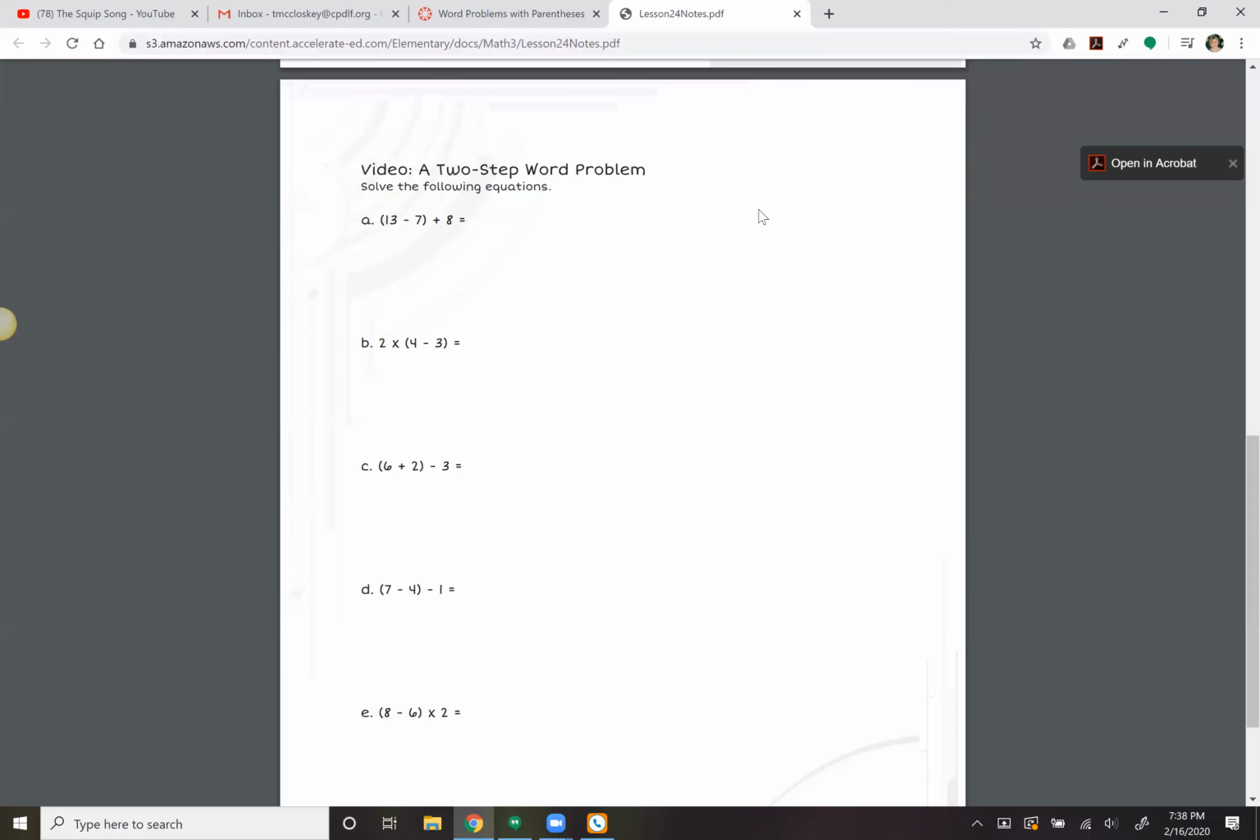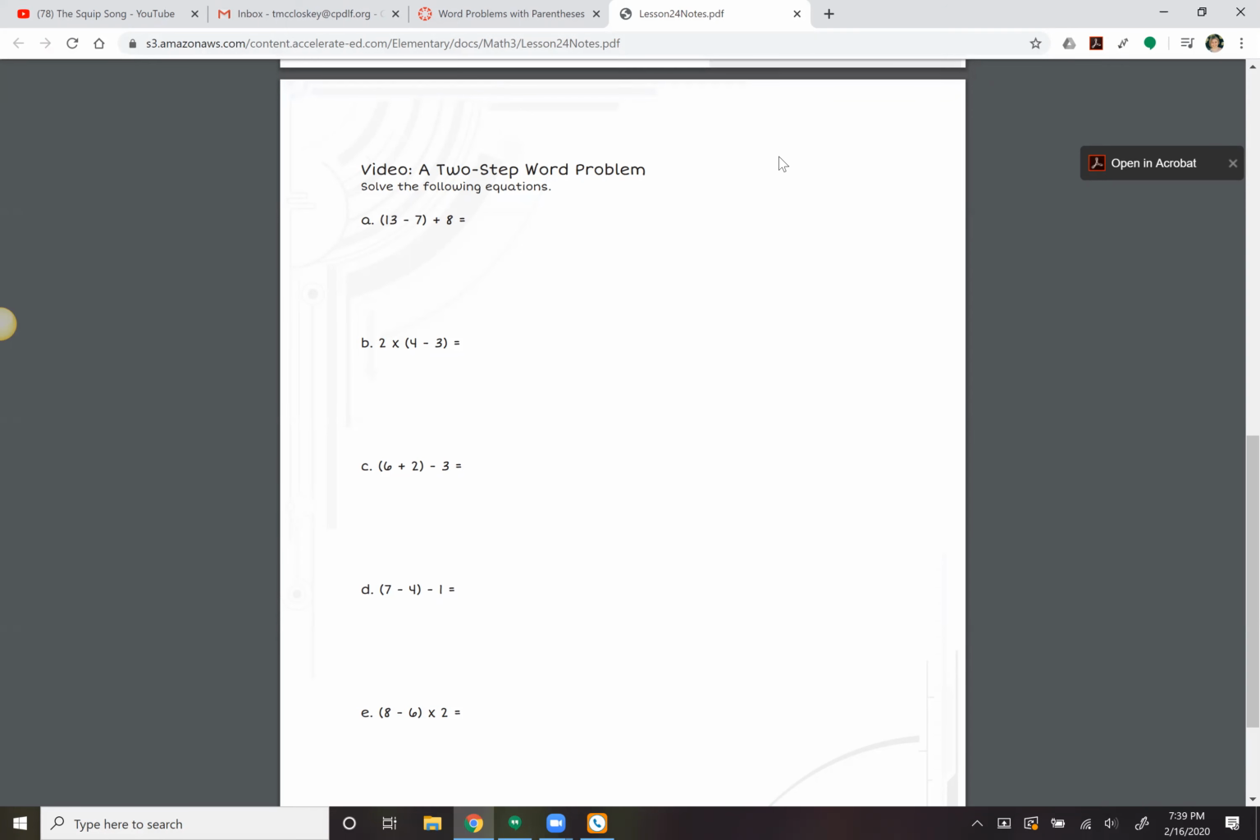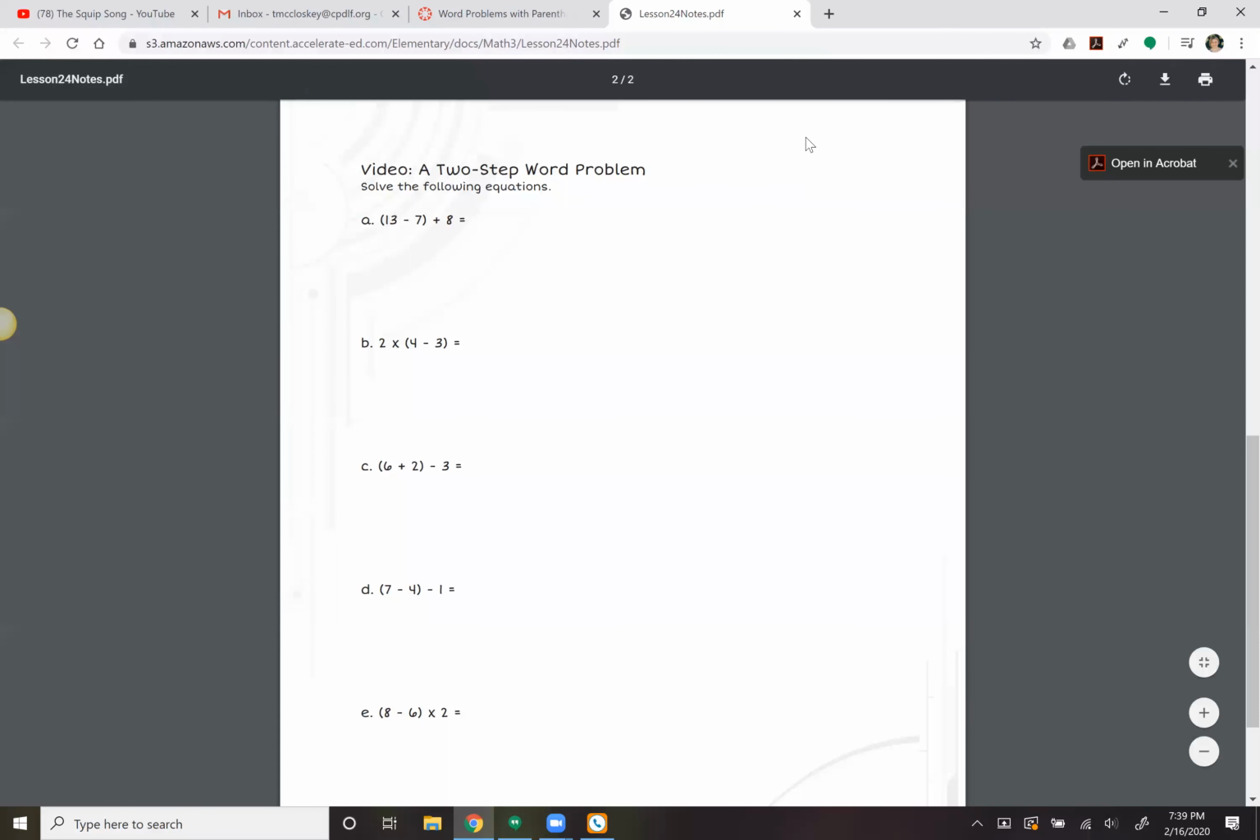All right, so you should have watched the video and done the self-check question. And now we are going to go to page 2 of our notes. So these are the same questions that we just answered, but parentheses were added. So we are going to use the please excuse my dear Aunt Sally technique. So what is please excuse my dear Aunt Sally?